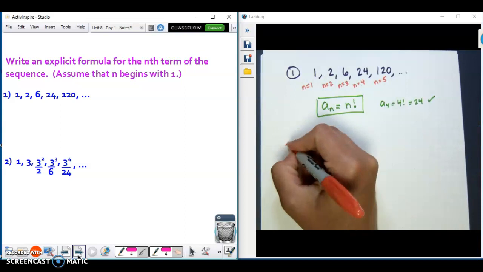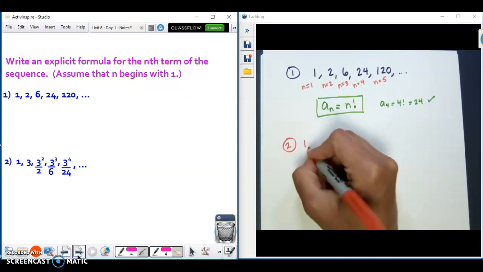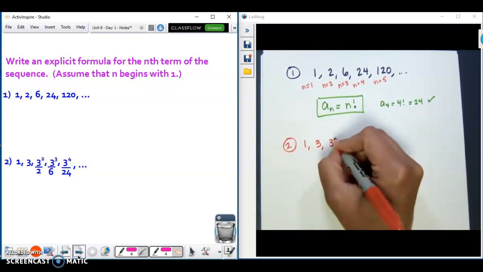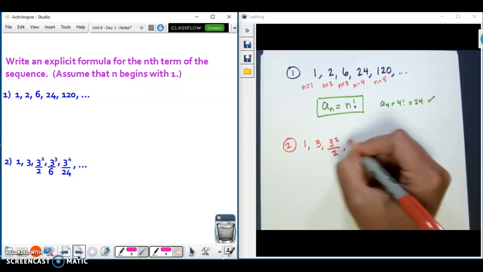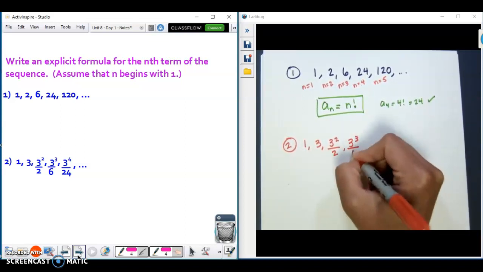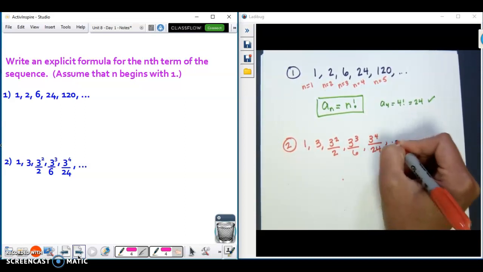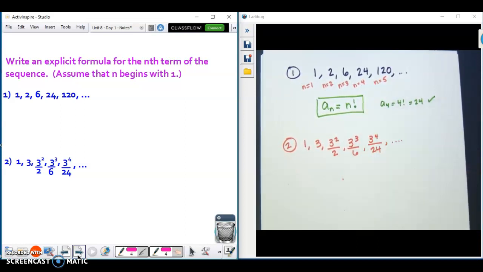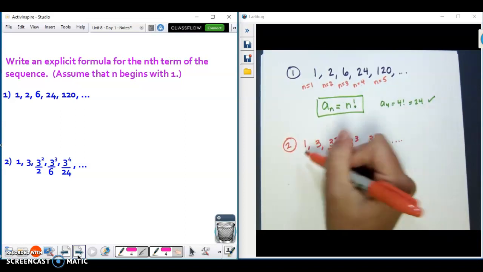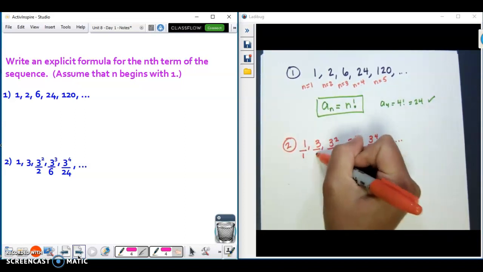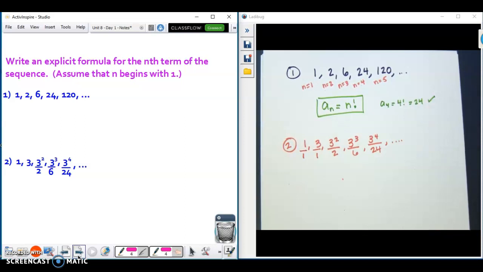So then if we look at number 2, we have 1, 3, 3 squared over 2, 3 to the third over 6, 3 to the fourth over 24. Okay, my first suggestion to you here is to make all these be fractions. So go ahead and just put this over 1. That way you can see what's going on, because we have fractions here, you can look for the adding and subtracting.